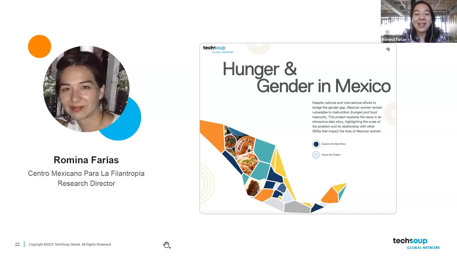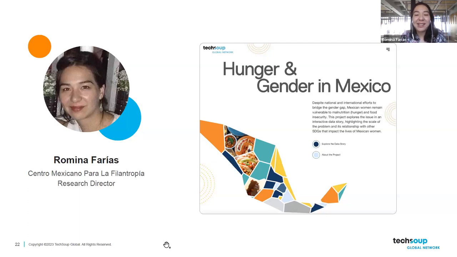Then I would say the next step was understanding the dimensions the concept of hunger is related to. For example, it could be approached from the perspective of nutrition, quality of food, undernutrition, or food insecurity. So there are many ways to understand what it means, and that made us aware of the complexity of the hunger issue. Another important thing in the way of making this story was the availability of the information.